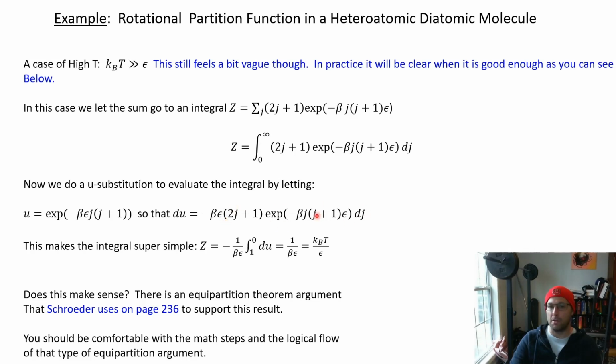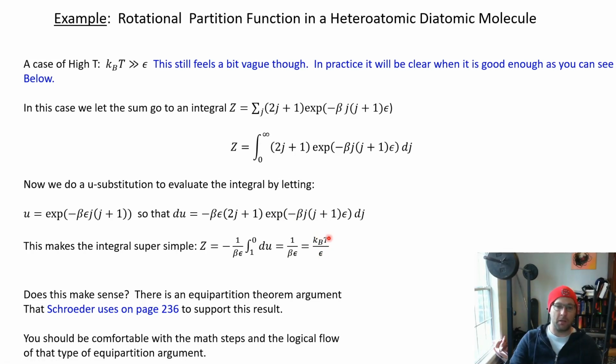So this whole expression here is just the same as this. And so that means that the partition function can actually be written in the u substituted variable as minus 1 over beta epsilon, integral from 1 to 0. Note the order here is weird, but that's because I'm actually doing the correct limits for the variable u from these limits. And so that ends up being just 1 over beta epsilon, which is kBT over epsilon.